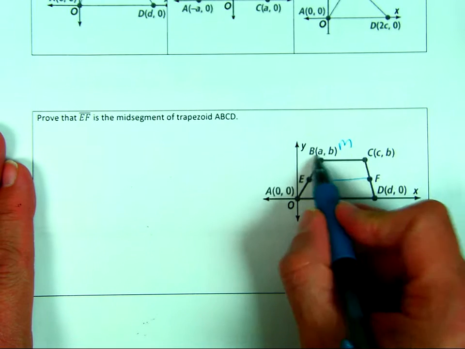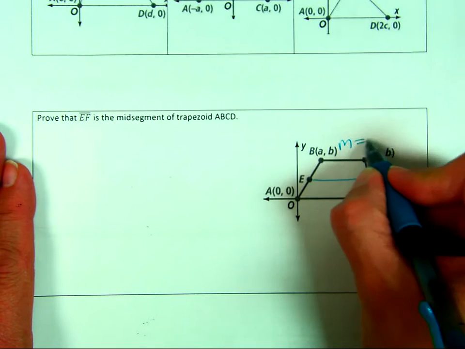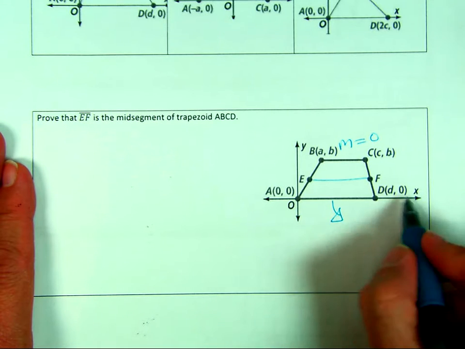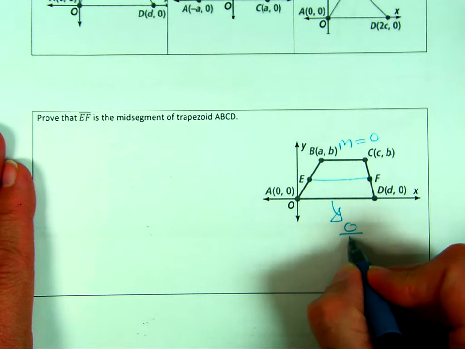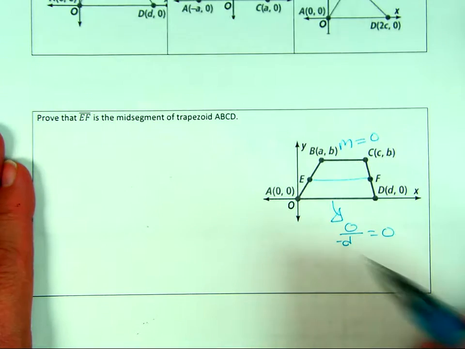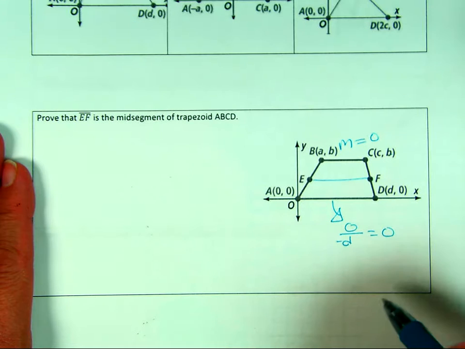The slope of BC is B minus B over C minus A. Well, B minus B is 0, so the slope of that one's 0. Then the slope of this one, 0 minus 0 over 0 minus D, is still 0, so we know that these are parallel. They'd have to be if it's a trapezoid. And we have to prove that this is the mid-segment and that it's parallel to those as well.